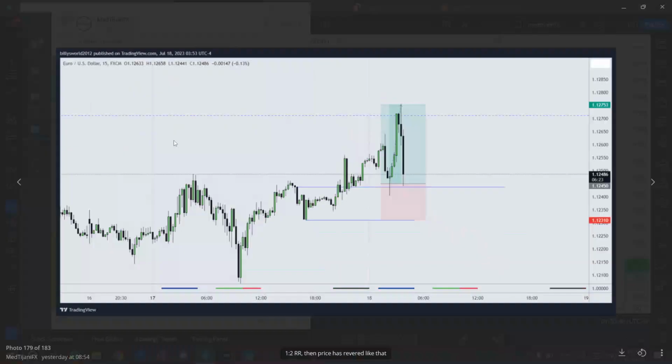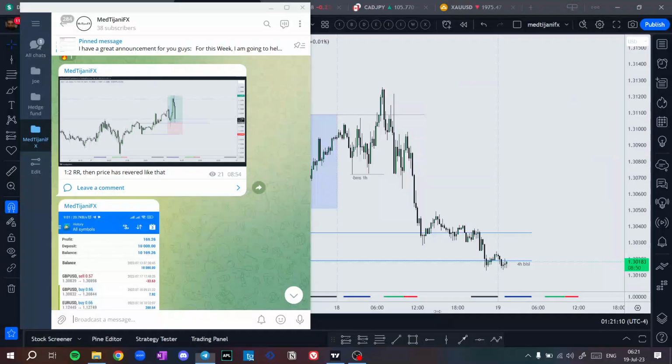Then price reversed strongly. Yes, I had this as my invalidation point. If price checks this level, we're going to see lower prices. But at that time, I wasn't expecting the move to drop this quickly and take the trade out. So price does fill me in, then it drops.